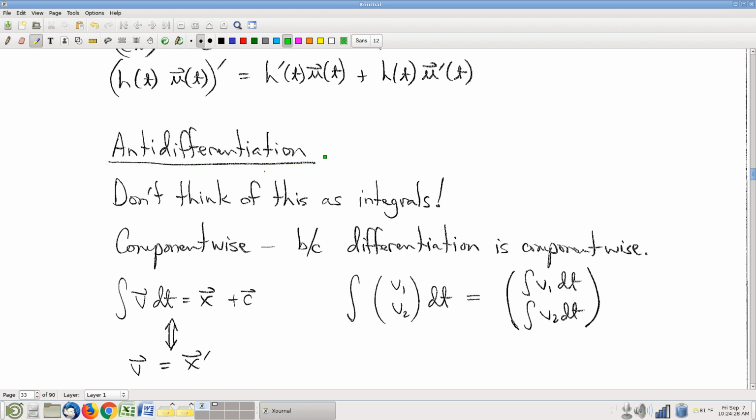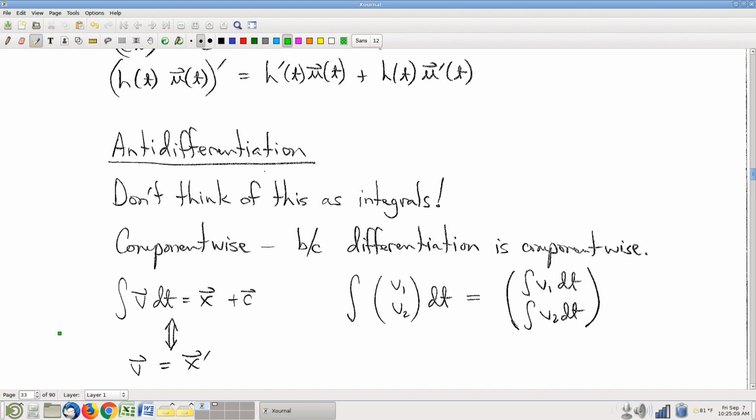Okay. So good news, because derivatives are done one component at a time, no surprise, so are antiderivatives. So if you know velocity, keep in mind velocity is the derivative of position. Well, then position is the antiderivative of velocity. Antiderivatives, of course, always come with a little plus c. Again, remember the idea here is that when I take the derivative of this equation, I need to get back to the original equation, and the derivative of that constant is 0.